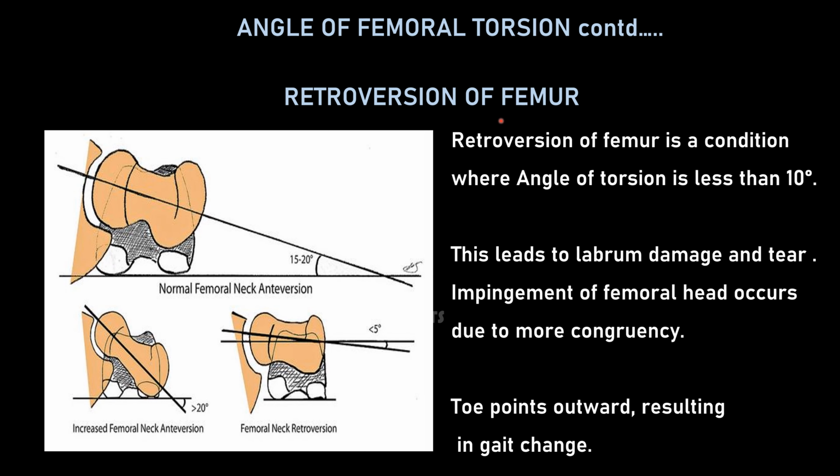Retroversion of femur. Retroversion of the femur is just the opposite of anteversion of the femur. It is a condition where the angle of torsion is less than 10 degrees. This leads to labrum damage and tear. Impingement of the femoral head occurs due to more congruency, as we have discussed. Then the toe points outward, resulting in gait change.